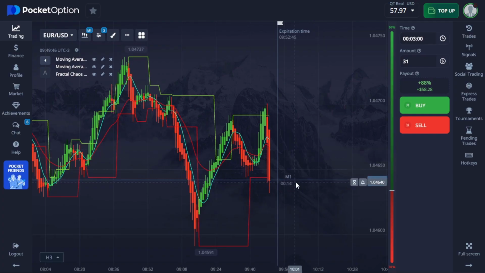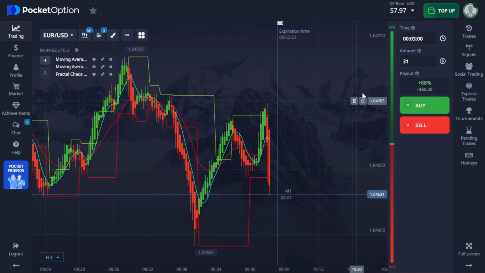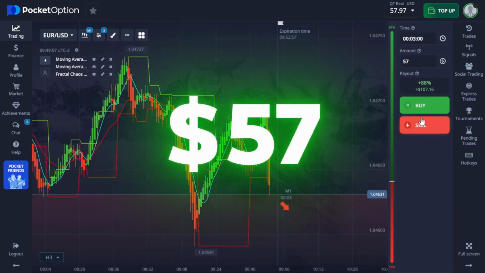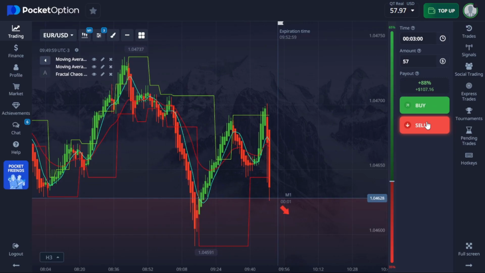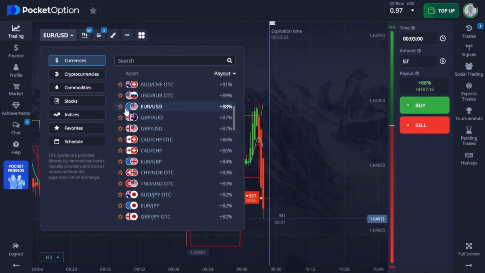Right here, guys, on EUR/USD, we're getting a new position. Look at that right here. Okay, we're gonna use $57 on that one, and we're gonna click on the sell button because the candle just broke the channel. Pay attention to that.